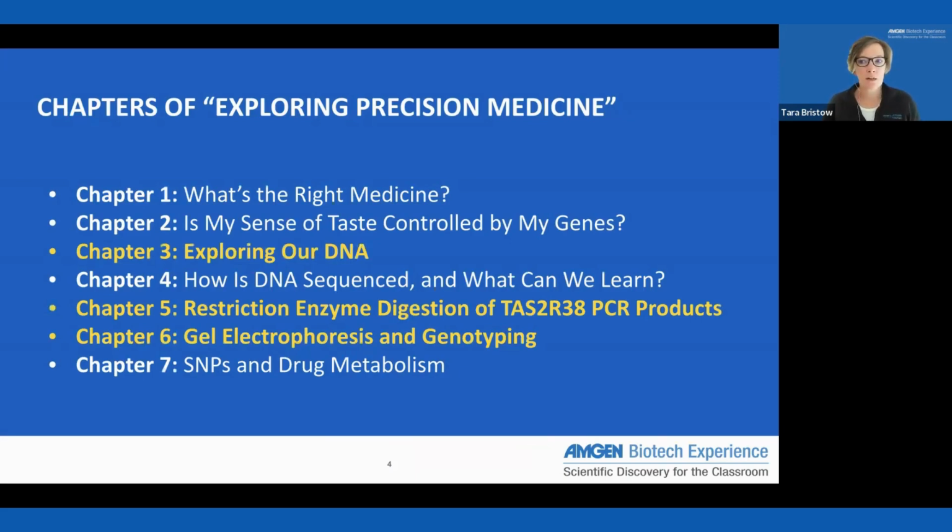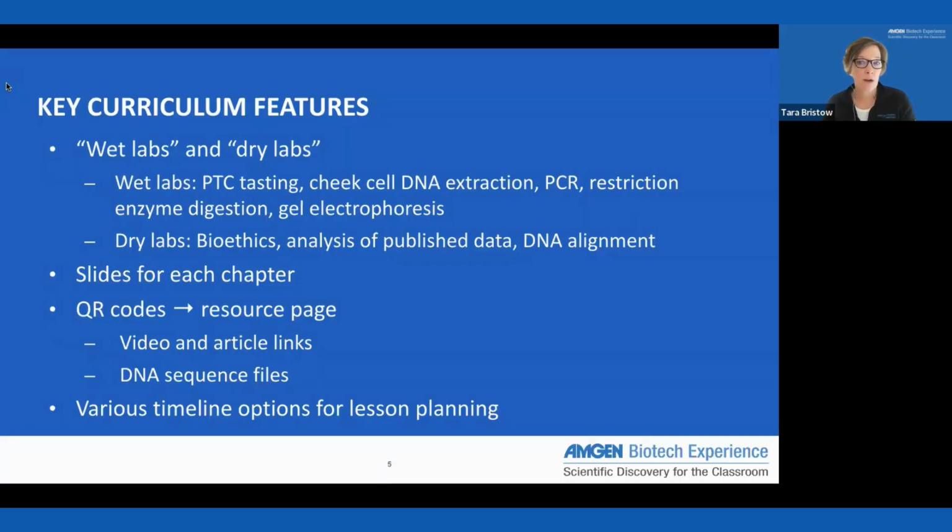So the EPM curriculum that Susan just described is divided into 7 chapters. The chapters highlighted in white are computer and discussion-based chapters that we commonly refer to as dry labs, while those in yellow are the hands-on laboratory-based activities that we commonly refer to as wet labs. The 3 wet labs take students through the process of determining their tasting phenotype, then extracting their cheek cell DNA, running polymerase chain reaction, restriction enzyme digest, and then gel electrophoresis.